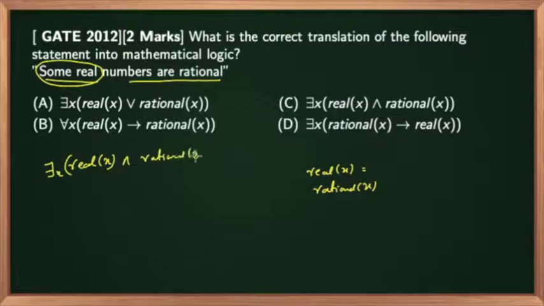Remember this: whenever we have "some," that is, there exists an x, we associate the property with AND. If you have "all," then we associate the property with implication. Here I have to use AND, so the answer should be there exists a real of x and rational of x, so the answer should be C.